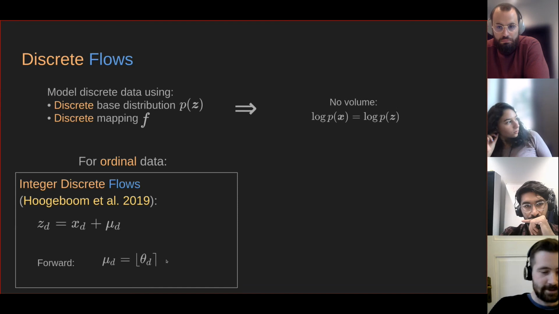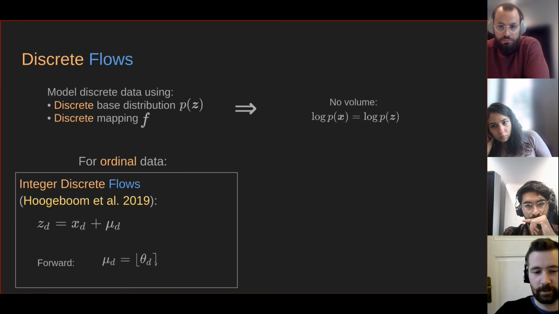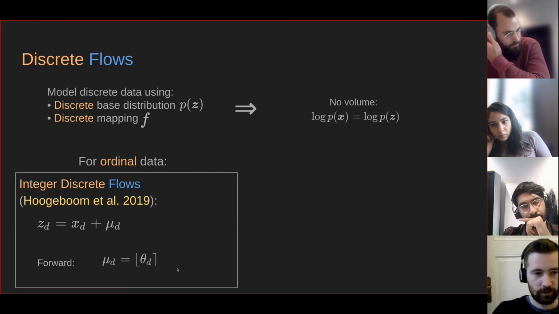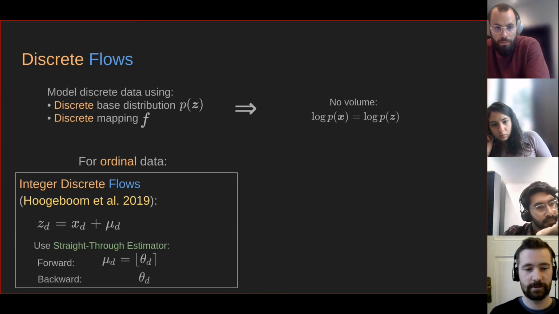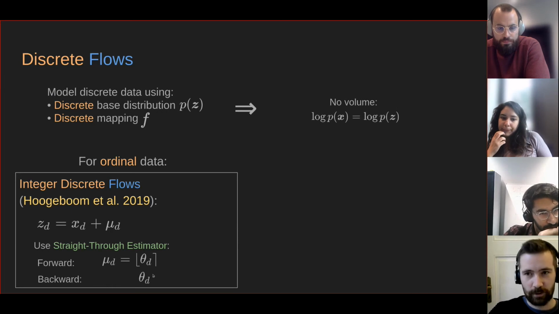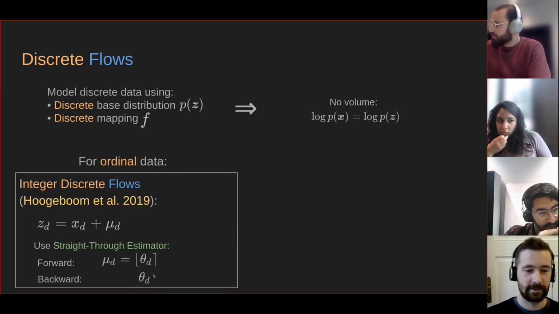As you might notice, there is a problem here, because how do you train this? This rounding operation is non-differentiable, and a neural network is hiding behind this theta, so we can't backpropagate into the neural net. What they propose to circumvent this is to use the straight-through estimator, which basically, during the backward pass, ignores the rounding operation and treats it like an identity transformation.